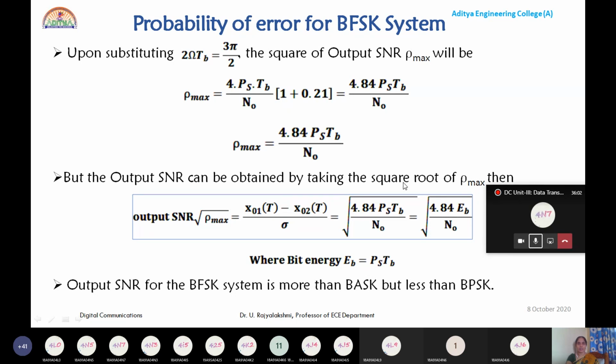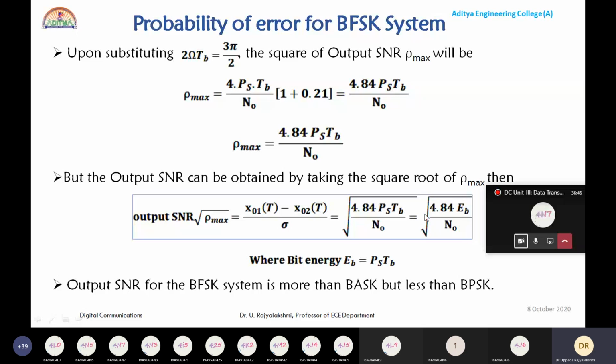But the output SNR can be obtained by taking the square root of rho max. Root rho max will be (x01 of t minus x02 of t) by sigma, because rho max is the square of this value. So root rho max is the change in the output signal divided by the change in the noise component. Directly, it will be root over 4.84 PS into TB divided by N naught.